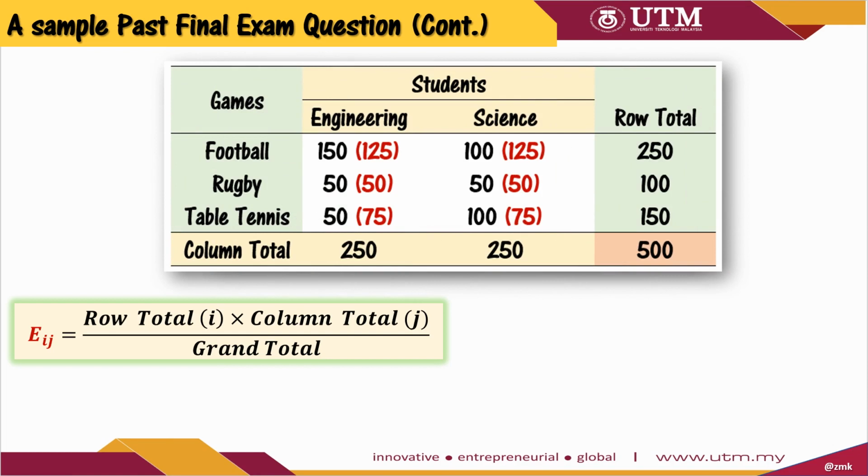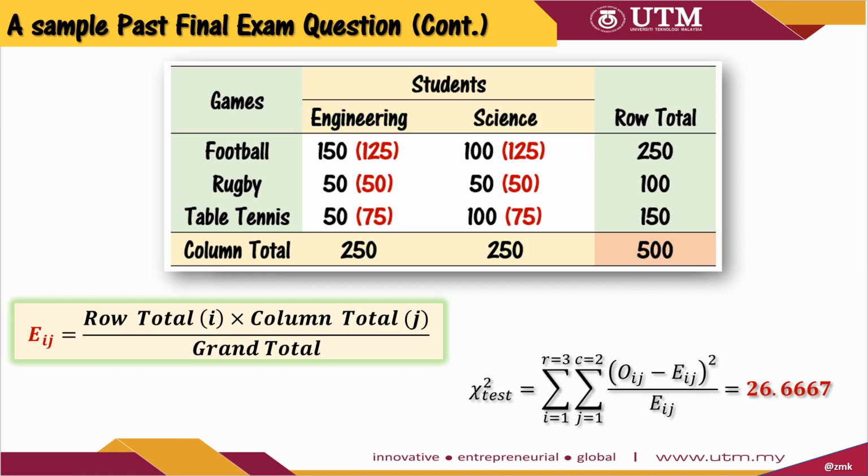Having all the EIJ values calculated, you can then calculate the chi-squared test statistic value by using this formula and check if you can get the value around 26.6667, which is correct to 4 decimal places. Based on this test statistic value, you can then help the researcher to complete the investigation on whether the proportions of students preferring football, rugby, and table tennis are similar or homogeneous for the two faculties, as shown in the following slide.